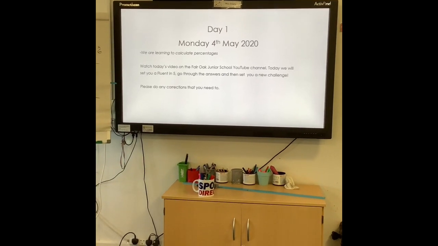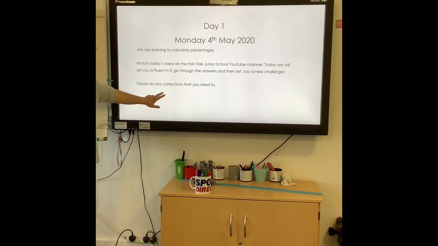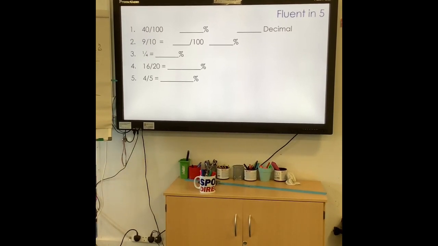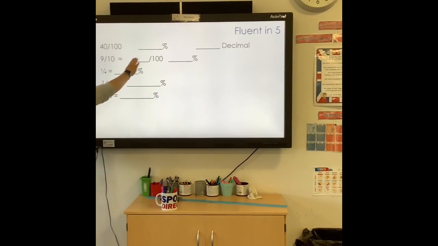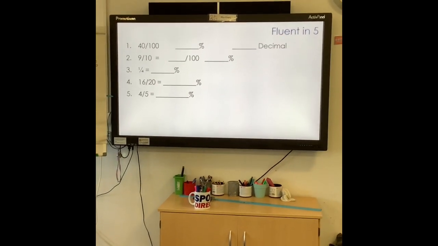Monday the 4th, we are going to look today at calculating percentages. Here is your Fluent in 5. Pause it and have a go. Remember, here it's asking you for a percentage, here a decimal, here it's giving you the fraction that it wants and a percentage, and the rest you just need to give the percentage. Good luck.